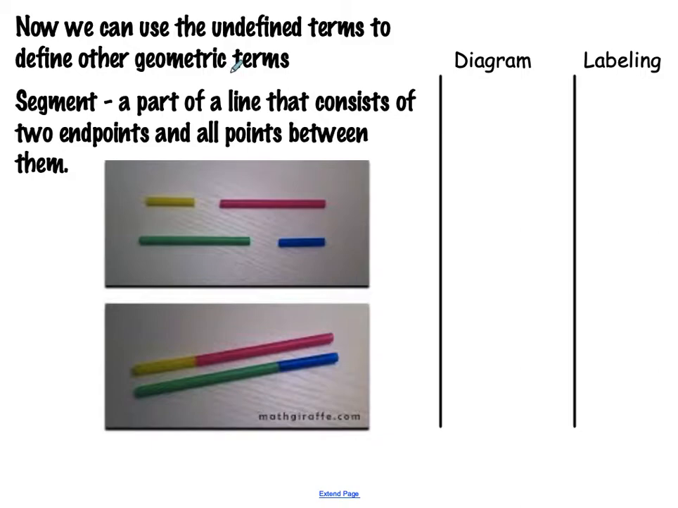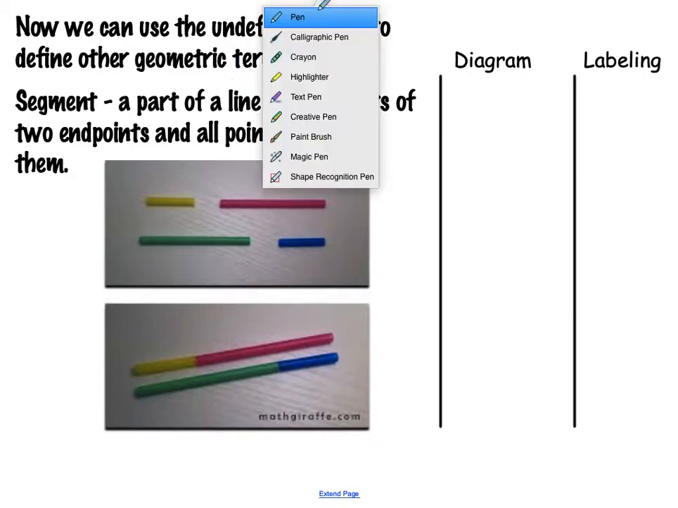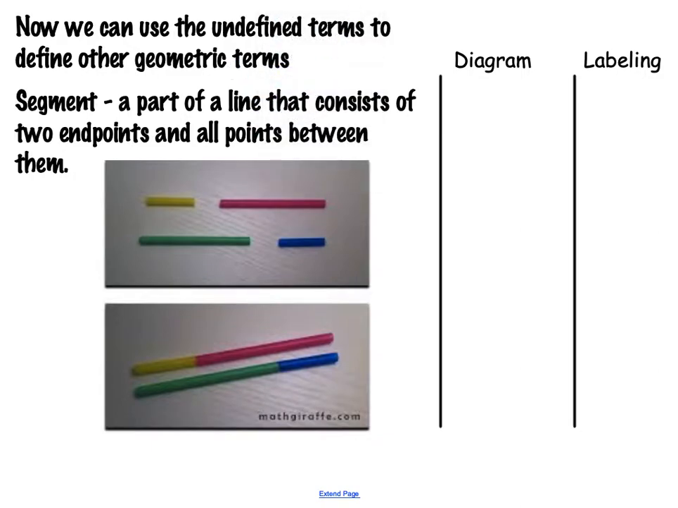So you've heard line segments before. So the official definition of a line segment is that it's a part of a line that consists of 2 endpoints and all the points in between them. So here's an everyday example. These are just straws that are cut up and put back together.